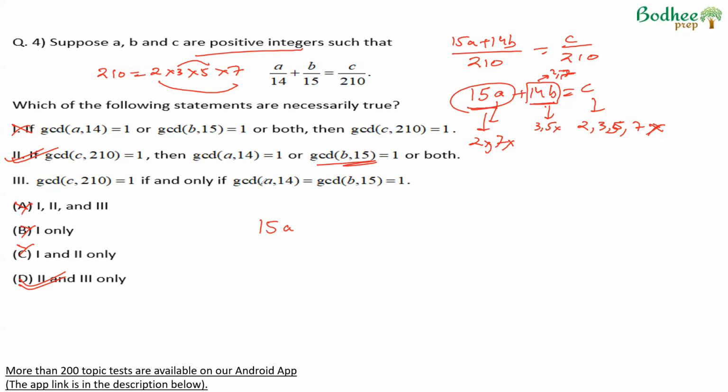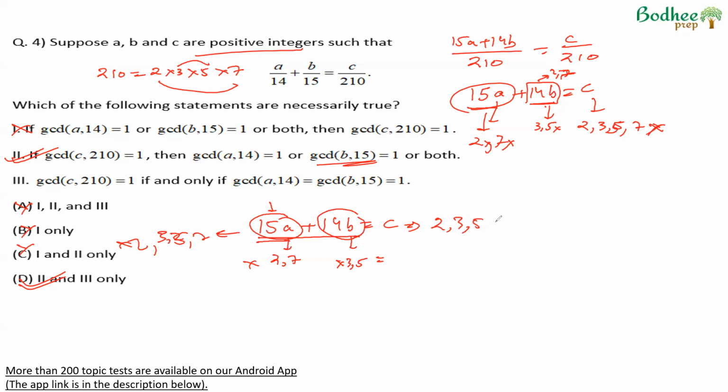answer. But if we do solve it further, 15A plus 14B is equal to C. If A and 14 have nothing in common, then A will not be a multiple of 2 or 7. If B and 15 have a GCD of 1, B will not be a multiple of 3 or 5. And therefore, we can say this entire thing will not be a multiple of 3 or 5 because this term is not a multiple of 3 and 5. This entire sum will not be a multiple of 2 and 7 because this term is not a multiple of 7. So this entire term will not be a multiple of 2, 3, 5, 7, which means C will not be a multiple of 2, 3, 5, 7.